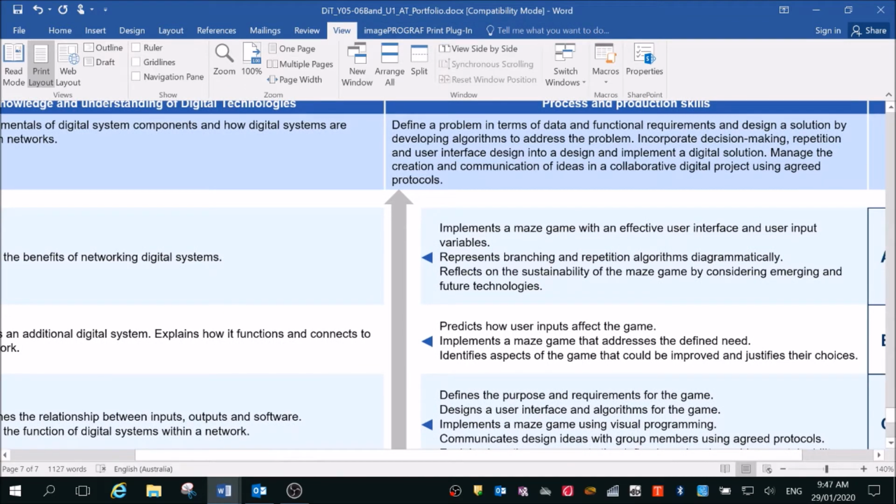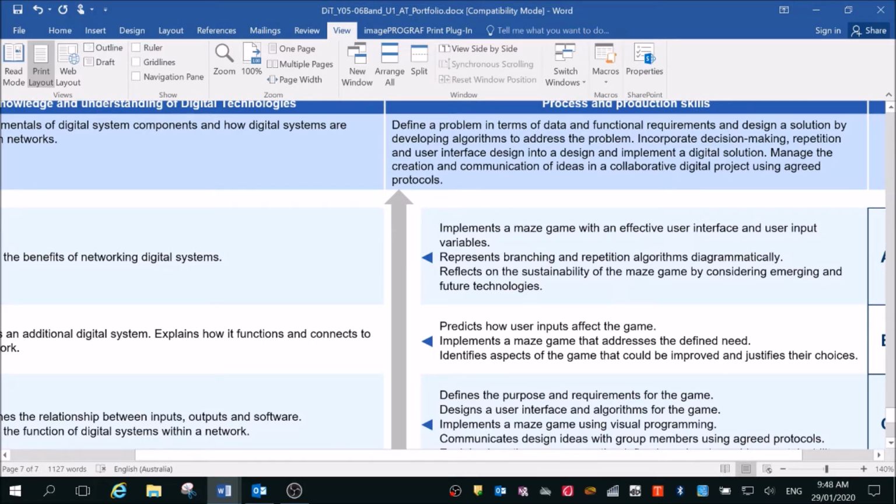It's asking us to find a problem, and then it's asking us to incorporate decision making, repetition, and a user interface. It also requires students to communicate and be collaborative using agreed protocols.